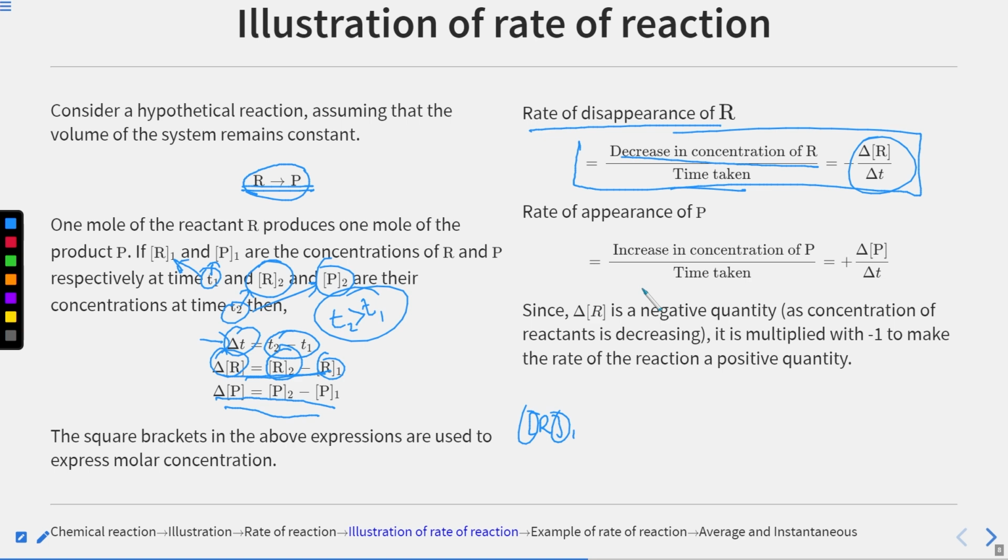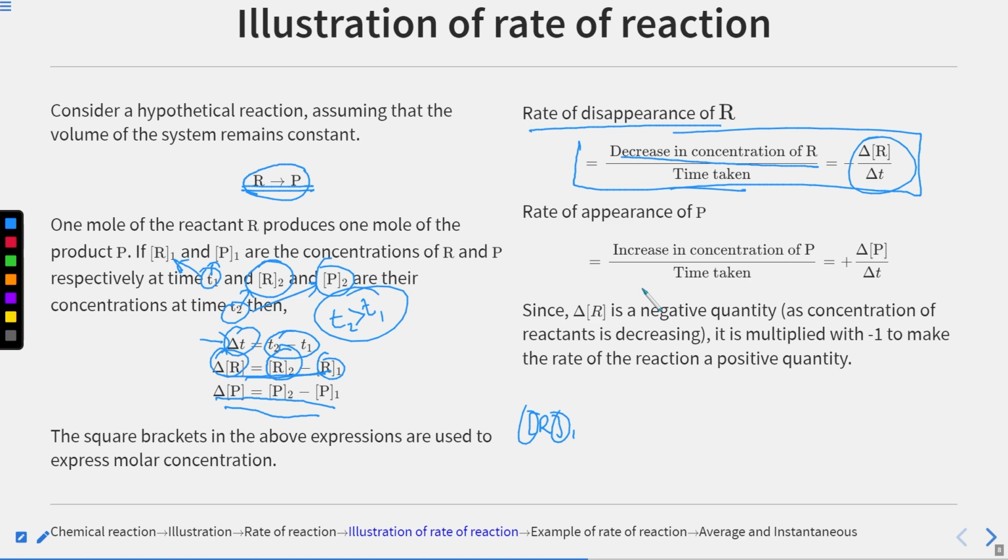And if you are doing it for product, then it will result in increase in concentration of product by time taken. That is delta P by delta T. Now these both are opposite sides. What is the logic behind it? So if you consider physics or any other rate, the rate should always be positive. Rate cannot be negative. Neither can you have negative distance, nor negative time.